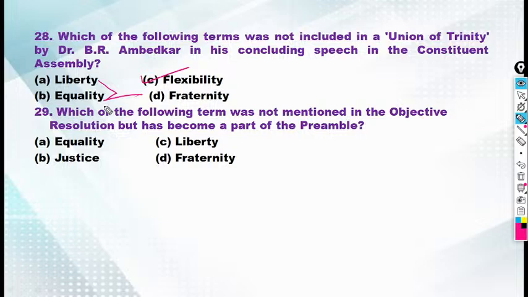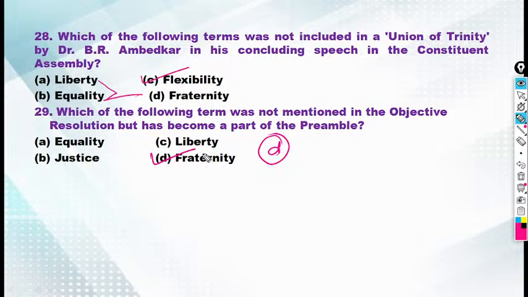Which of the following terms was not mentioned in the Objective Resolution but has become a part of the preamble? Fraternity. Fraternity was not mentioned in the Objective Resolution drafted by Nehru. That was later added to the preamble. The Objective Resolution, as I have told you, was mentioned. Okay, so the fraternity word is not there.